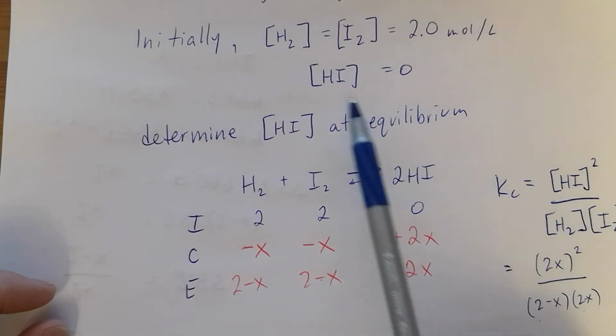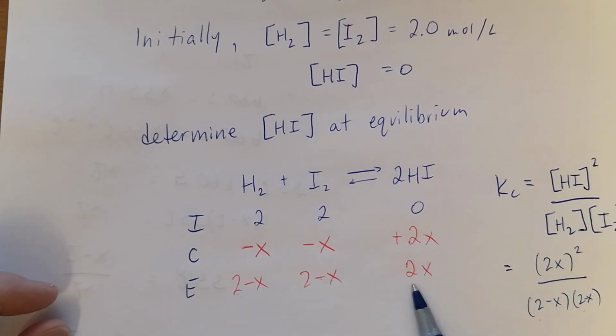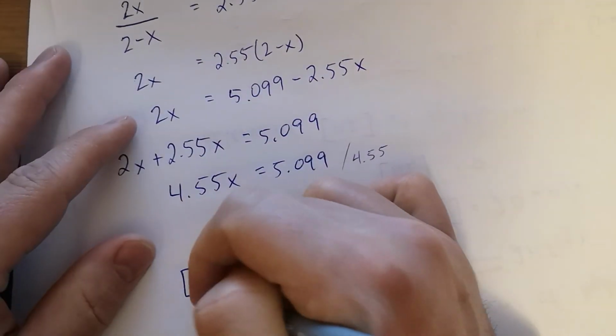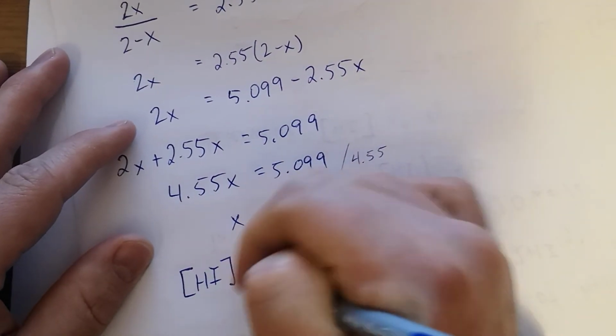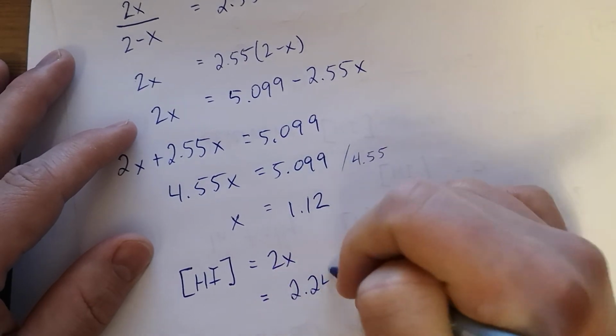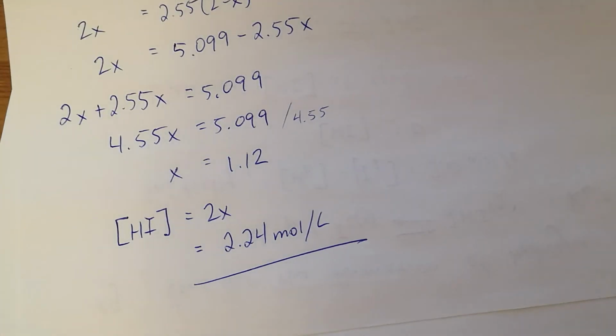The question's asking to find the hydrogen iodide concentration at equilibrium, which is 2x. So we have to multiply that by 2. Okay, looks good.